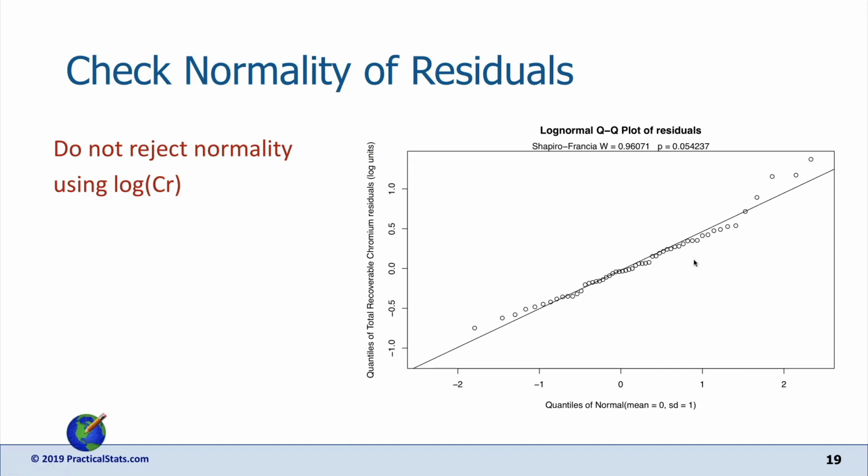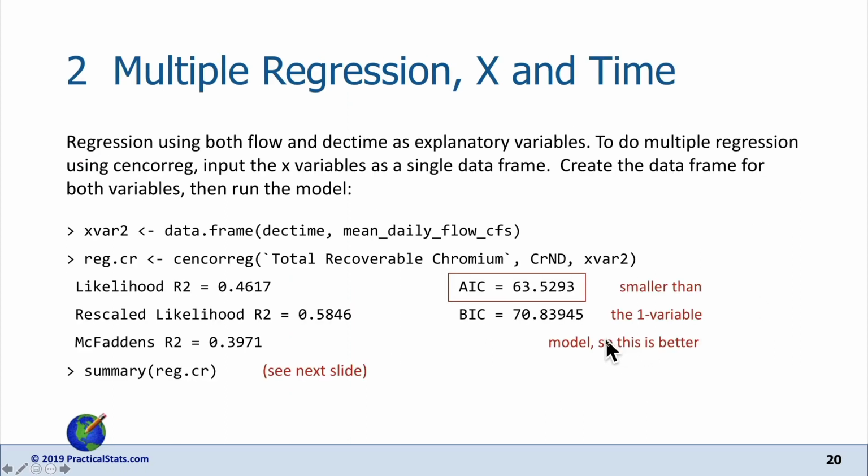So that shows you that's pretty good for field data. That's not a huge departure. The departure's up at the upper end. There's 4 or 5 outliers. So this would be a reasonable model.